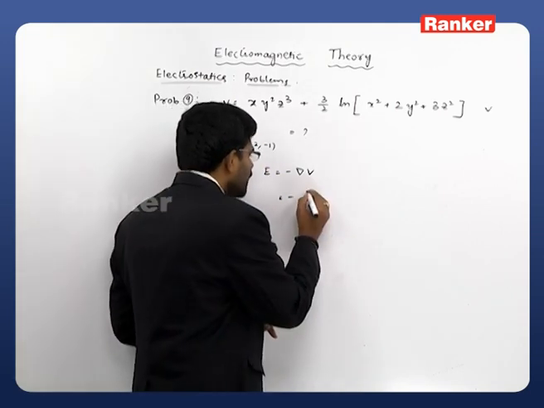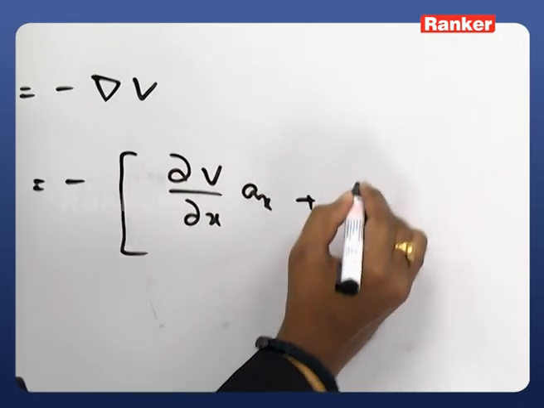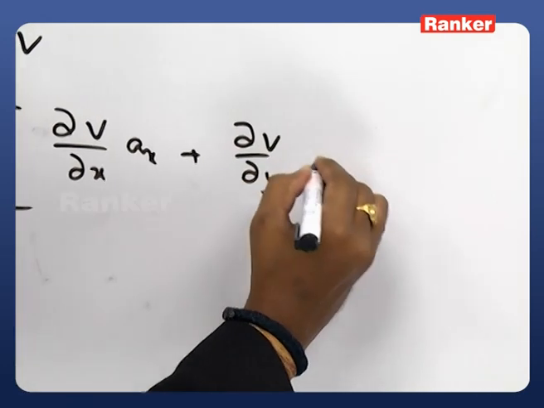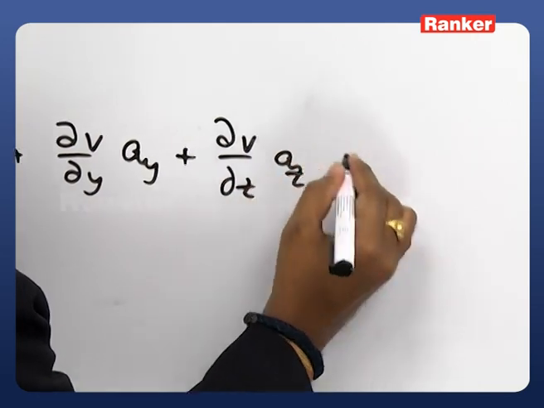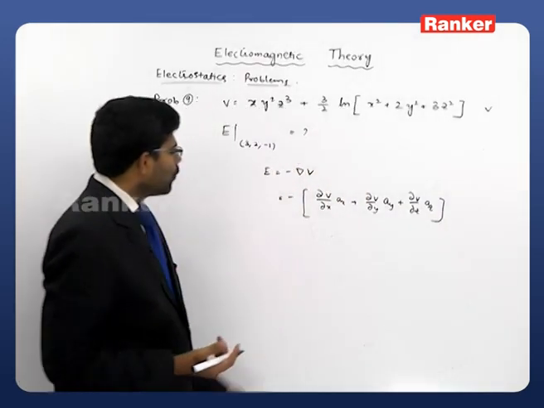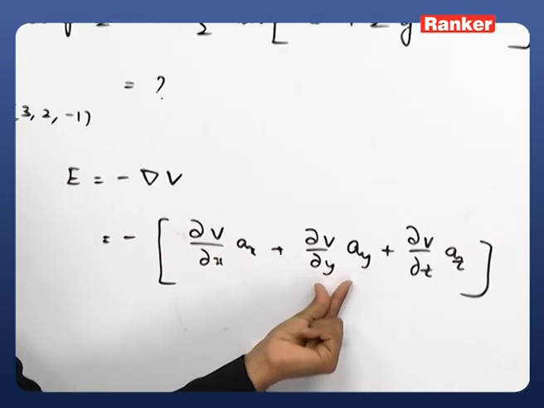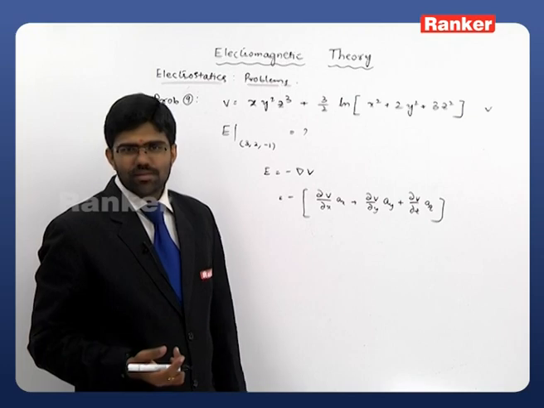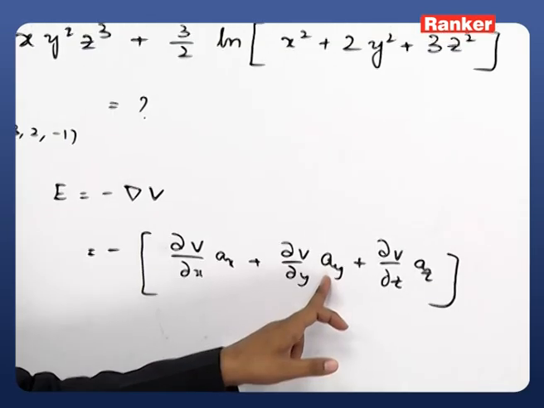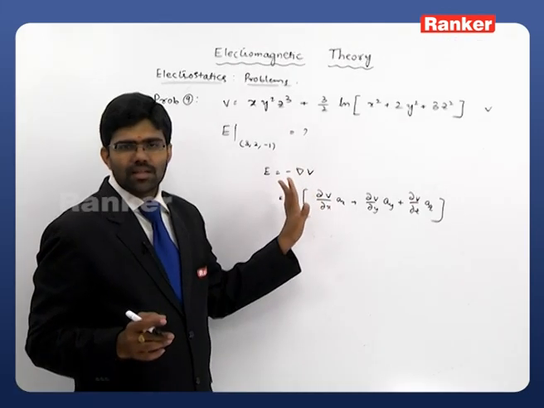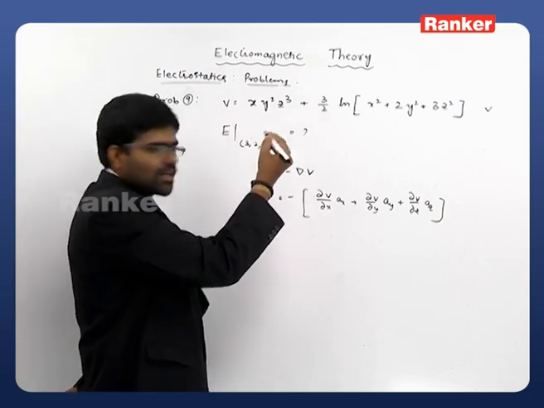What I write directly here is ∂V/∂x ax + ∂V/∂y ay + ∂V/∂z az. Now what we have to do is differentiate this particular function with respect to x, with respect to y and with respect to z. For the x component we add the unit vector ax, for y the unit vector ay, for z the unit vector az. Now the differentiation will be taken directly.